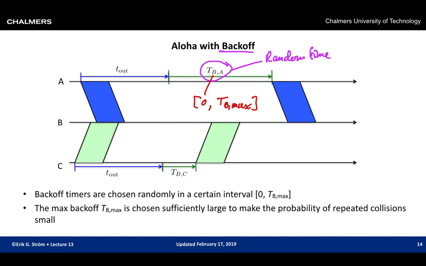You see this? Right? The longer the window we can select, the higher the chance that these two numbers will be such that we don't have a collision. So what is the problem of having a very large maximum back-off time? Anyone? Why don't we want this to be 10 minutes, 2 hours, 3 years? What is the problem with that?